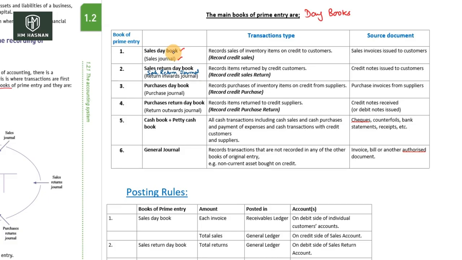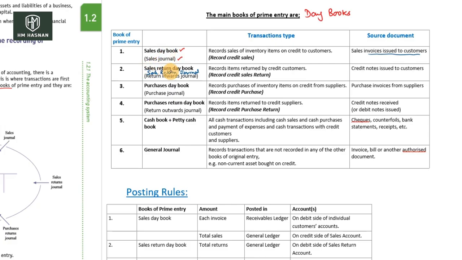In this day book, we will record the credit sale: the sale of inventory items on credit to customers. What is the source document of this sale day book? We will get information from the invoice which is issued to the customer. So the sale invoice is the source document for recording transactions in the sale day book.